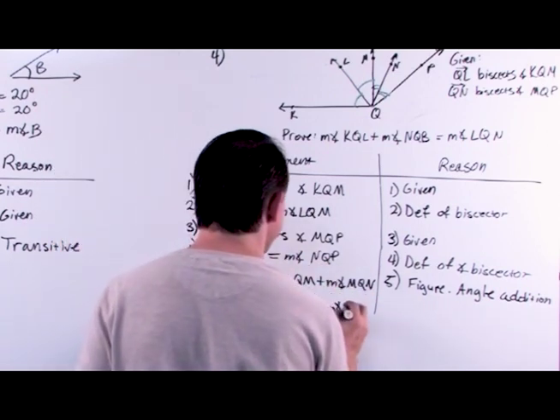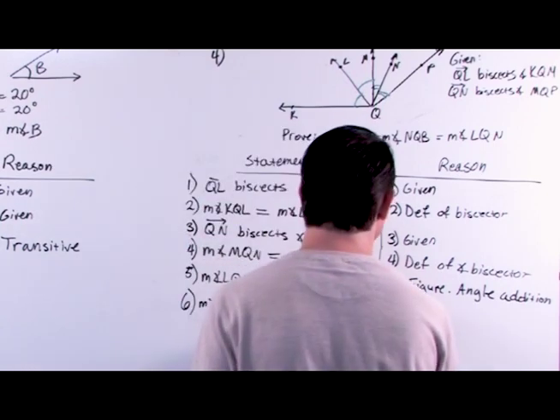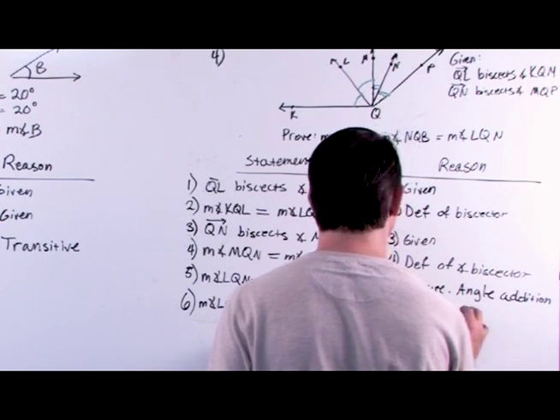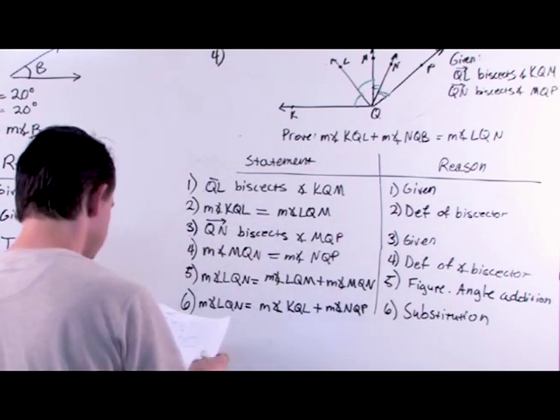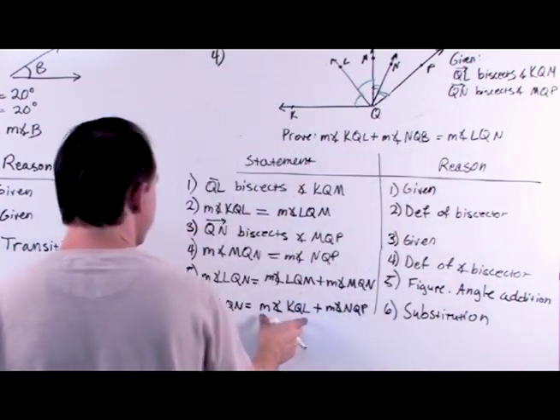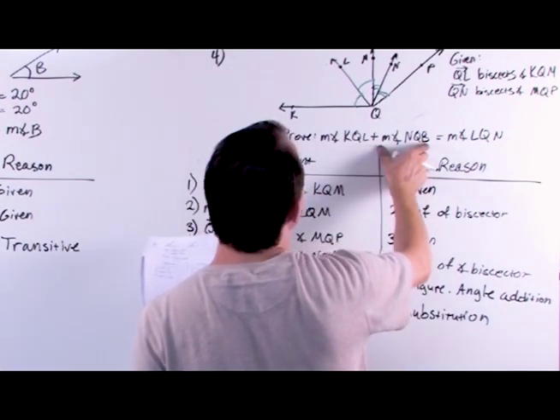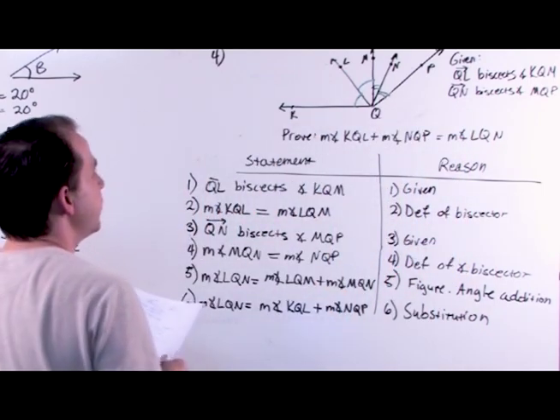Measure of angle NQP. And that's from substitution. Okay, because I had an expression and I just plugged in what we had already found. And that is actually exactly what we want to prove. LQN is equal to the measure of angle KQL plus NQP. Sorry, that should be NQP.